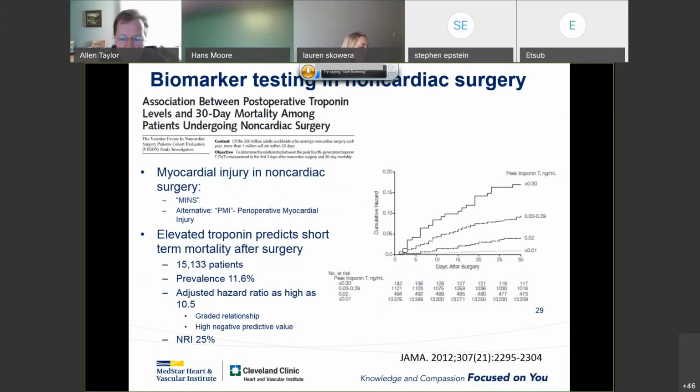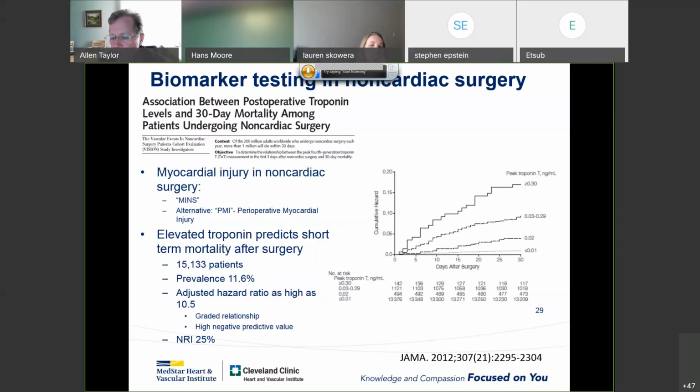So in 2012 in the JAMA, there was published a paper, again from Devereaux, in a research group called VISION, the Vascular Events in Non-Cardiac Surgery Patients Cohort Evaluation. And it looked at the idea of measuring troponins both pre-operatively and then sequentially post-operatively, looking for small increases in troponin concentration. And they titled this MINS, or myocardial injury in non-cardiac surgery.